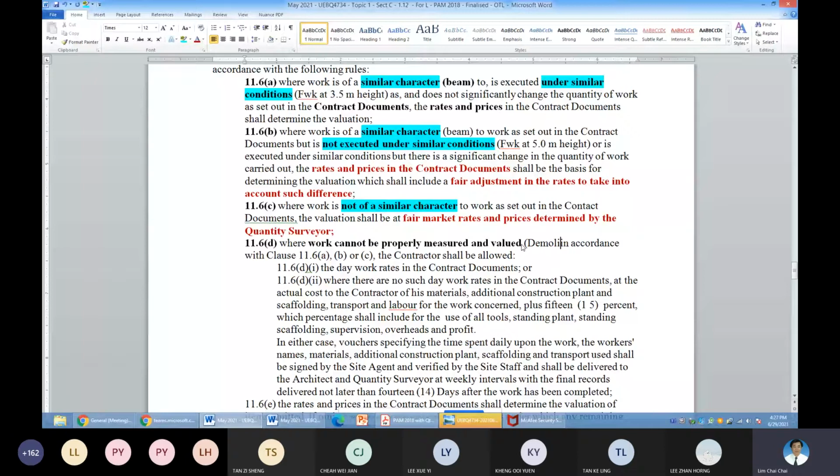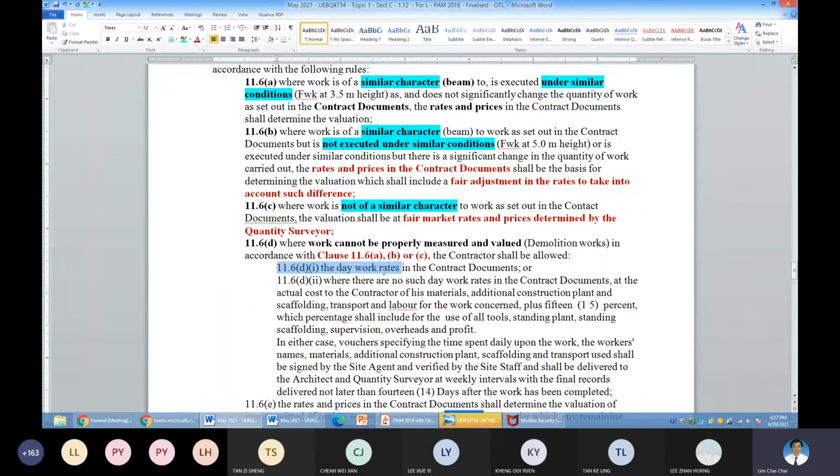Demolition works, for example. How do you measure and how do you value? You find that very problematic. So that means it's not covered under 11.6A, B, or C. If it's not covered in 11.6A, B, or C, then option number 1, you use day work rate.